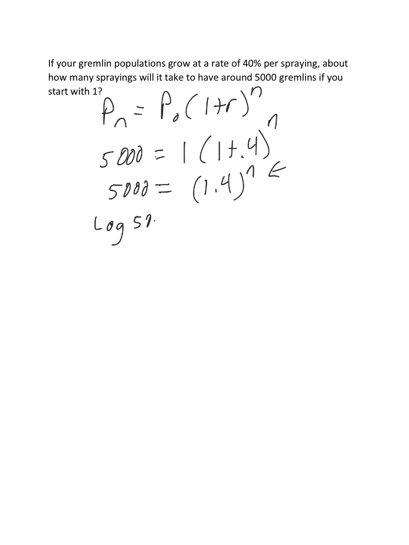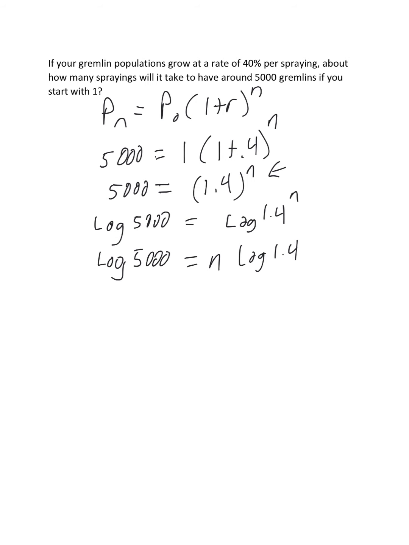Log of 5,000 equals log 1.4 to the n. But again, as it always works out, a logarithm is an exponent. See the other video for more details on that. n is an exponent, so we have an exponent raised to a power. And whenever you have a power to a power, you multiply them. So this is the same thing as n log 1.4. This is still log 5,000.